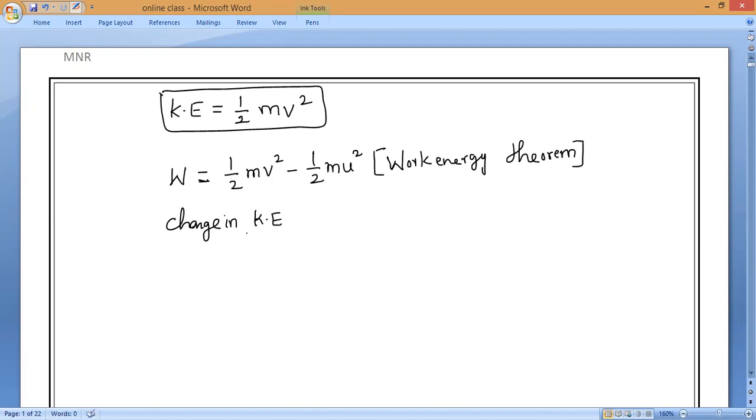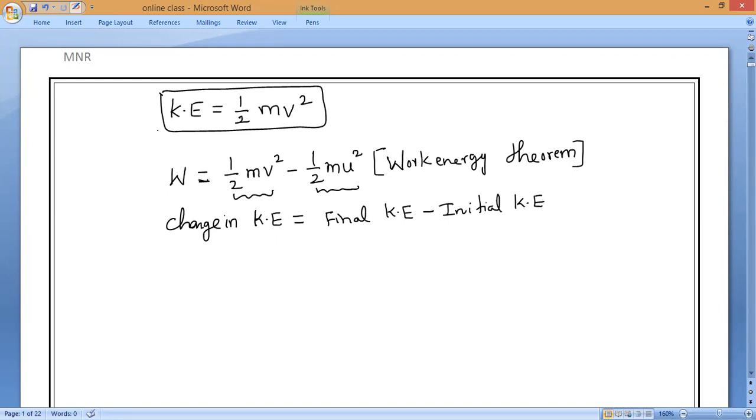Or we will say change in kinetic energy is equal to, what is the formula we studied? Change in kinetic energy equals final kinetic energy minus initial kinetic energy. This is what we used to say: final kinetic energy minus, what is that, everybody? Initial kinetic energy. Do you understand, all of you?